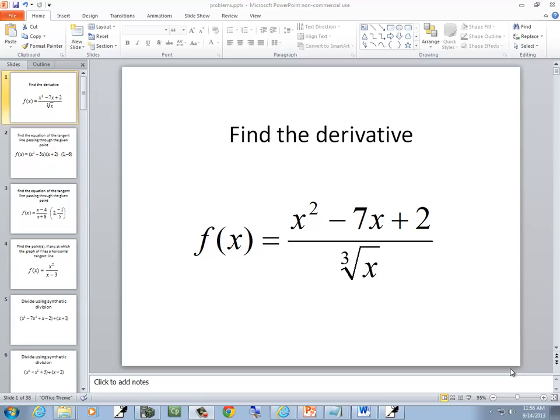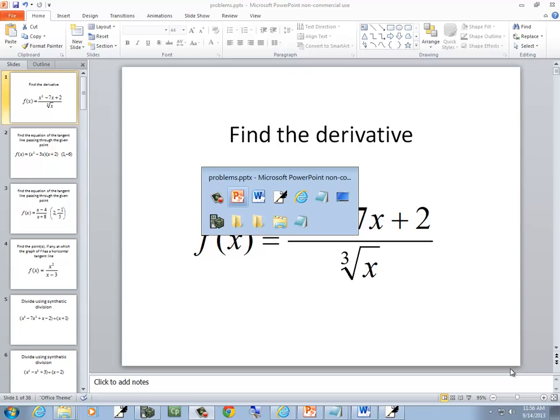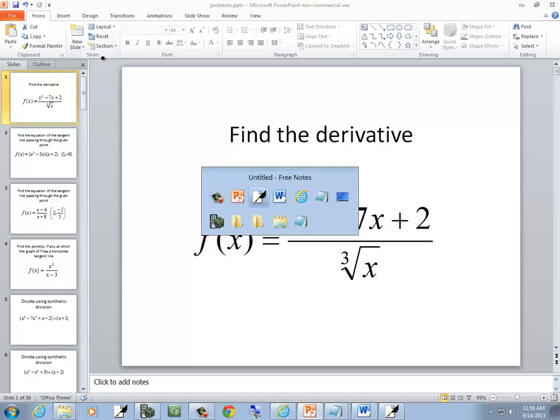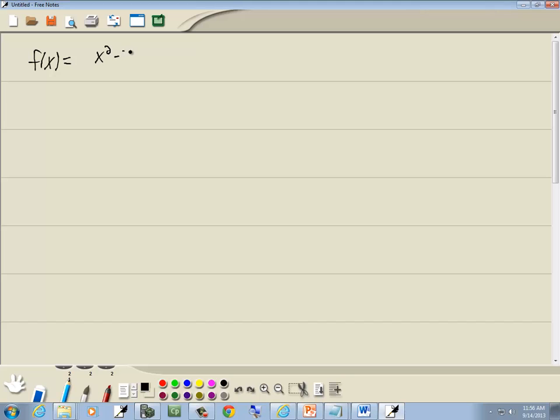In this problem we want to find the derivative. So we have f of x is equal to x squared minus 7x plus 2 over the cube root of x. Well, to begin with, we never want radicals. So let's rewrite that into fractional power form, rational exponents. We can rewrite that as x to the 1/3 power.